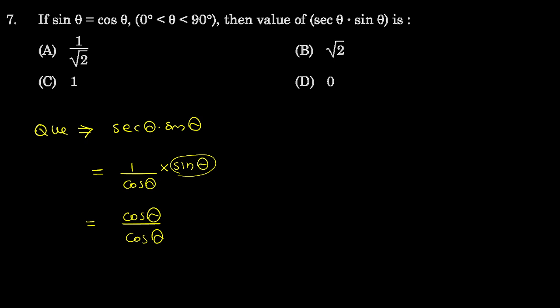Yes. So cos by cos will be 1. 1 is the answer. Amira, clear? Understood? Yes, sir. Okay.